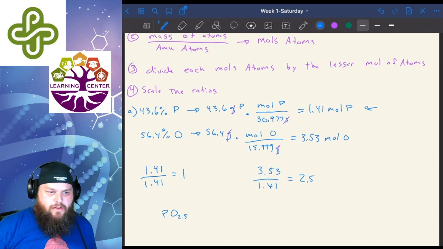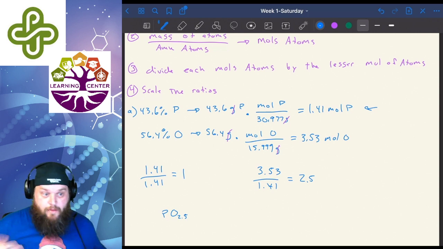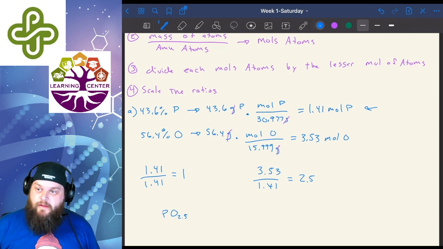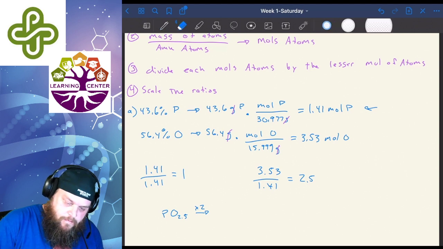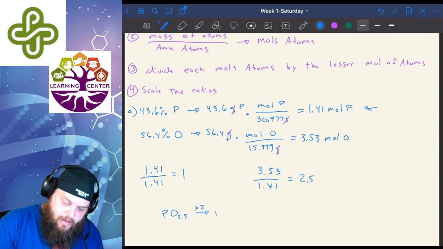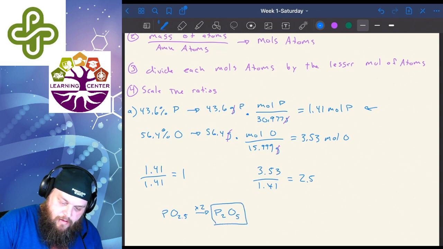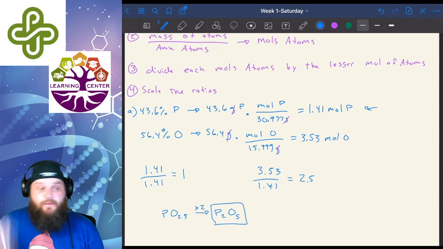So what we need to do is multiply both of those values by something that'll give us a whole number for both of them. And we want the smallest whole number possible. So I'm going to multiply each of them by 2. If I multiply those by 2, we're going to get P2O5. That is our empirical formula for this one.